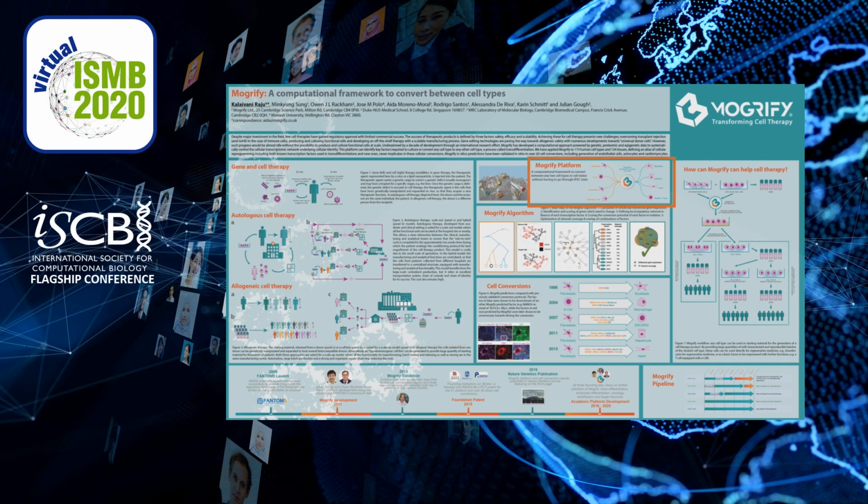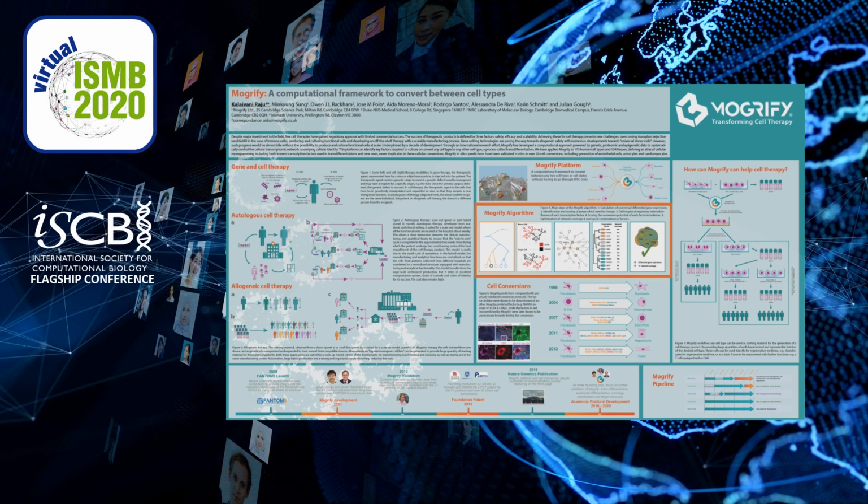In this context, I would like to present our computational platform Mogrify, which can convert between any two cell types or cell states without having to go through the pluripotent stem cell state. Mogrify has developed a systematic big data science approach powered by next generation sequencing and gene regulatory data to identify the optimal combination of transcription factors or small molecules needed to convert any mature cell type into another mature cell type without having to go through the pluripotent stem cell or even a progenitor cell-like state.